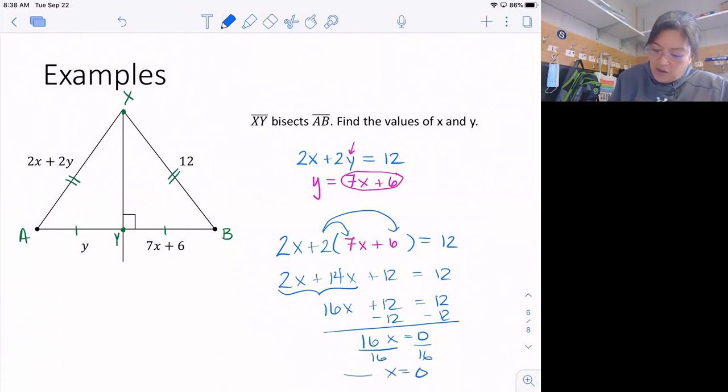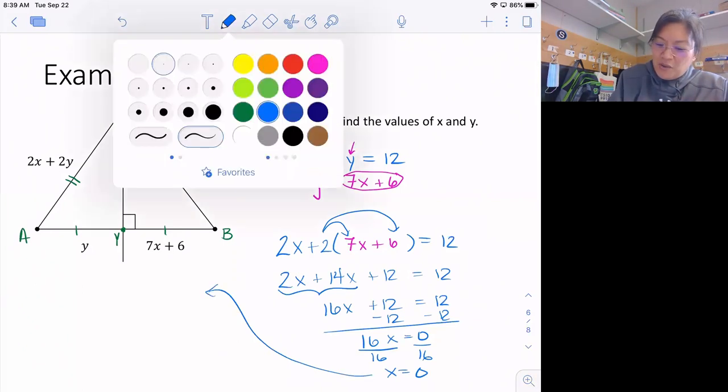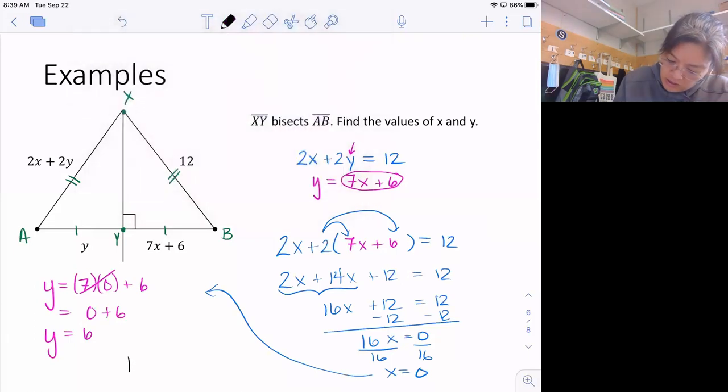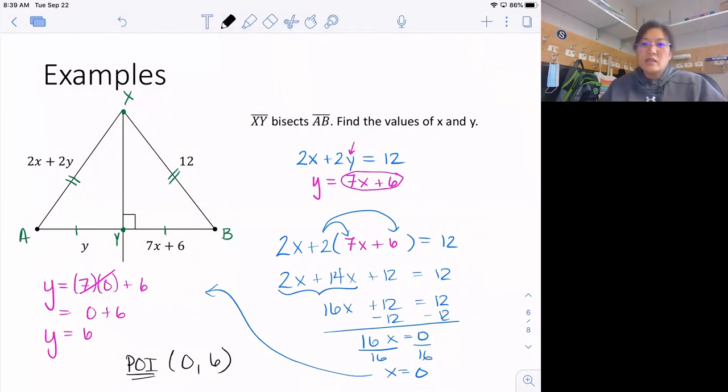Now we found x. Now we have to find, you've got it, y. So I'm going to take y, and I'm going to do 7 times 0, add it to 6. 7 times 0 cancels. It's 0 plus 6. Y is equal to 6. So what's my point of intersection? Because in geometry, we talk about that. We're going to talk about x being 0, y being 6. Awesome. Hopefully nothing major with that.